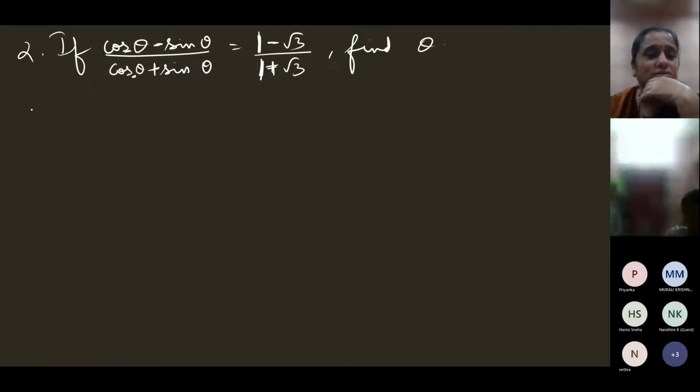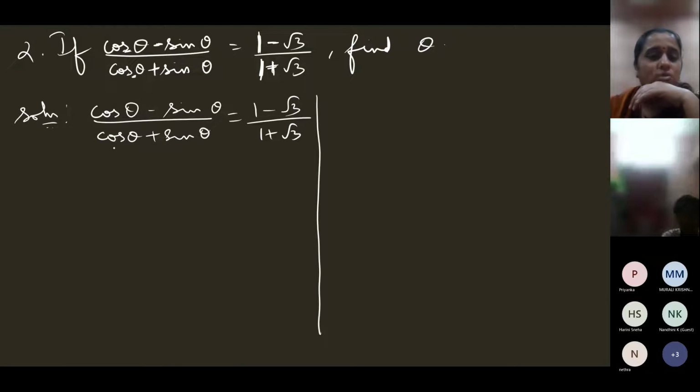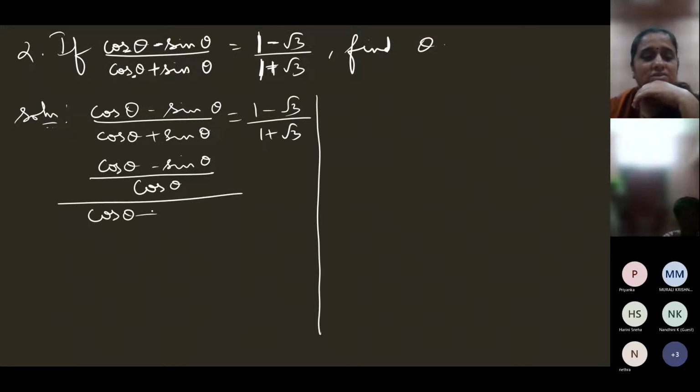So the solution is like this. Write out what is given: cos theta minus sine theta divided by cos theta plus sine theta, just write out what was given, is equal to 1 minus root 3 by 1 plus root 3. Okay. Now, divide both the numerator and denominator by cos theta. Dividing the numerator by cos theta. Dividing the denominator by cos theta. Very good. Is equal to 1 minus root 3 by 1 plus root 3.